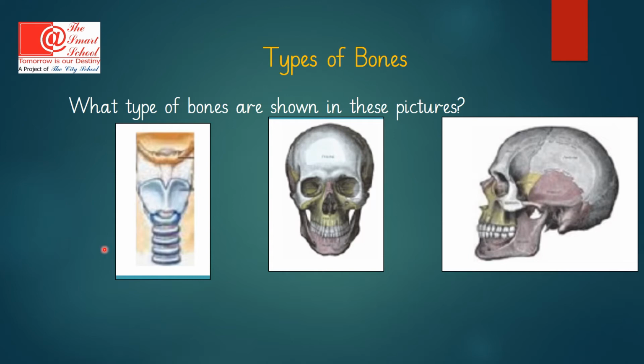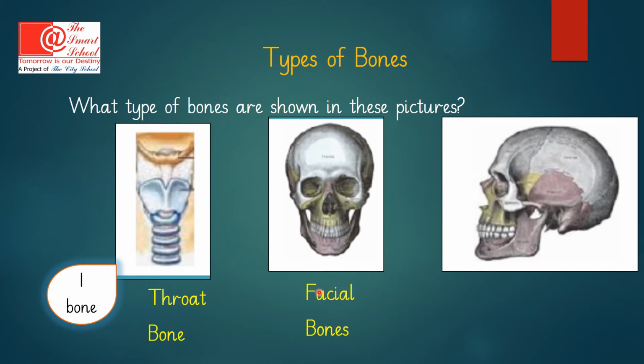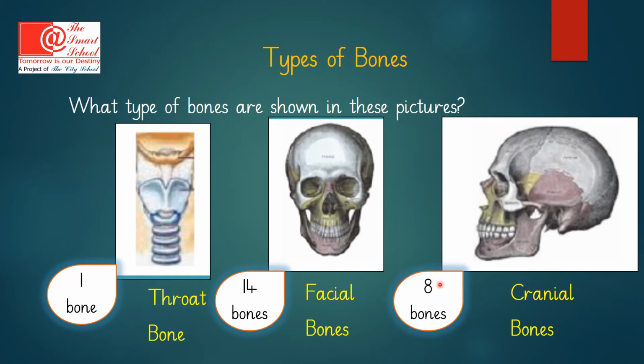So can you tell what type of bone is this? This is the throat bone and it is only 1 in number. What bones are these? These are facial bones. They join together to form our face. And these are 14 in number. What are these bones? These are cranial bones. They join together to make our skull. And they are 8 in number.